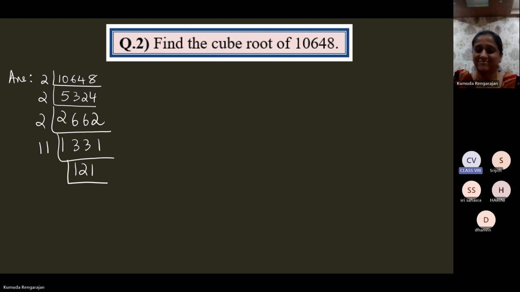11, 121. And then 11 again. Yes, ma'am. And then 11 again. 11. And then 11 again. And then 1. 1 cubed into 11 cubed. And then cube root of 10,648 is equal to.